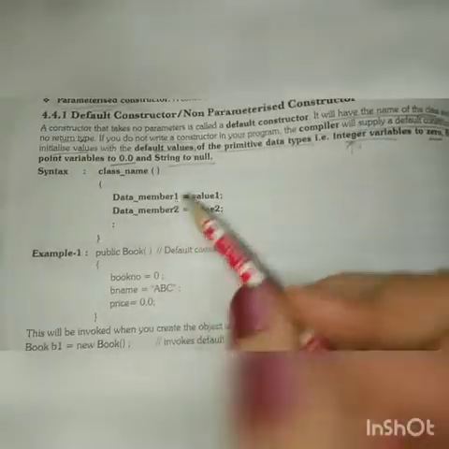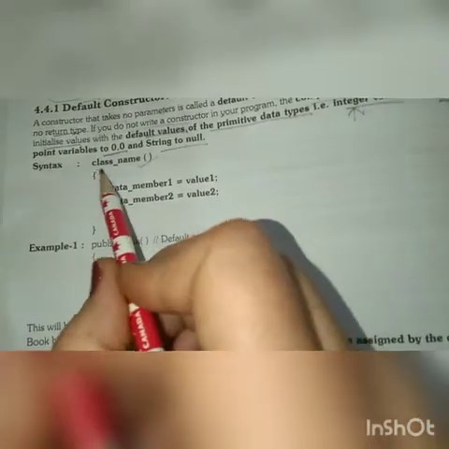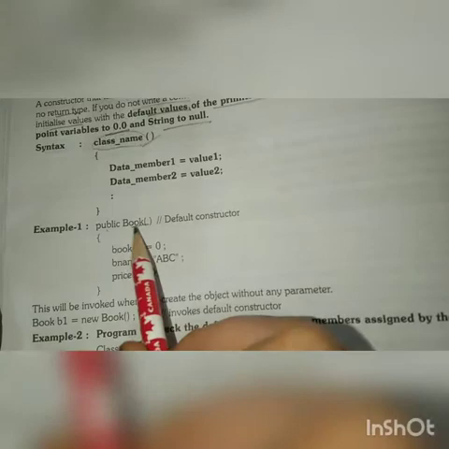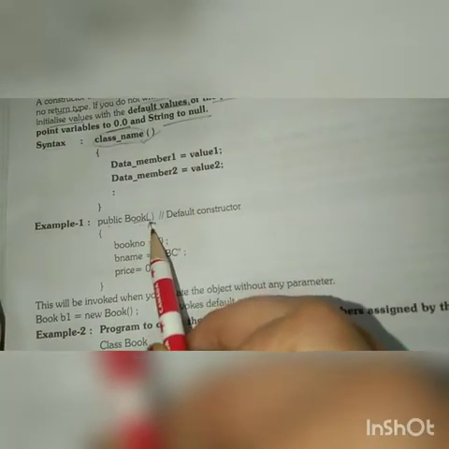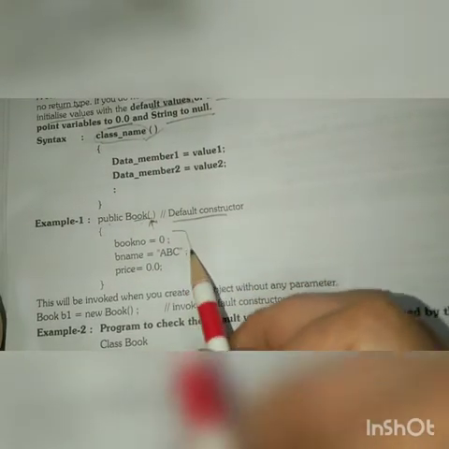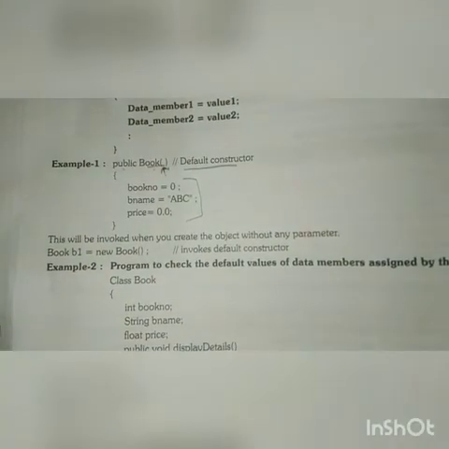Right? Now, what is the syntax? Here is the class name, and the same class name is used for the constructor. It is telling you that if your class name is Book, then your constructor name will also be Book. Public Book. As it is taking no parameter, it is known as default constructor. And inside the default constructor you can initialize any values for your variables. This is the constructor body.